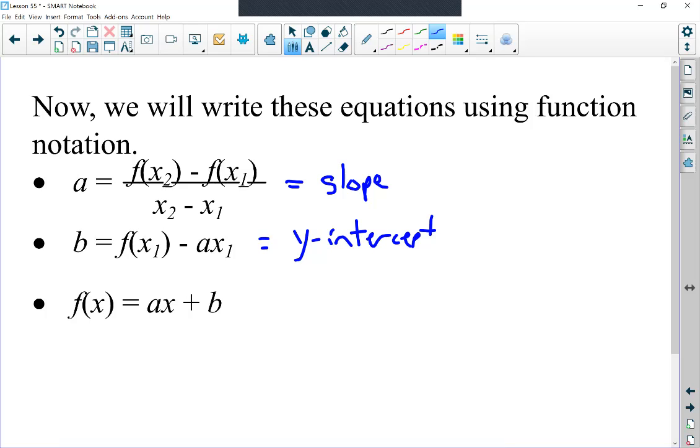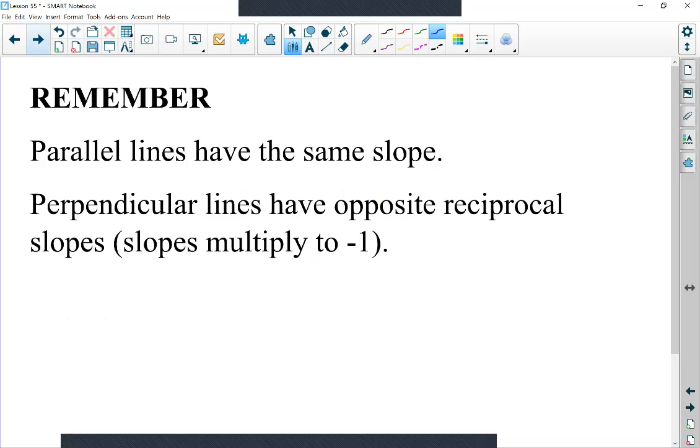A couple other things when you're talking about linear functions that you may want to remember. If we have parallel lines, that just means they have the same slope. If we have perpendicular lines, they have slopes that are opposite reciprocals, or their slopes multiply to give you -1. A couple of different ways that you can say that opposite reciprocal thing.